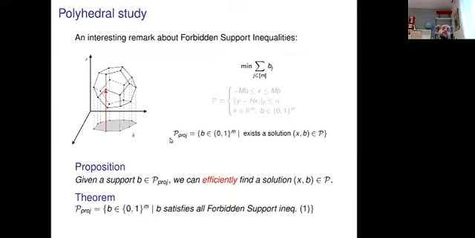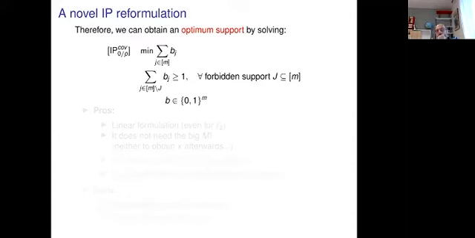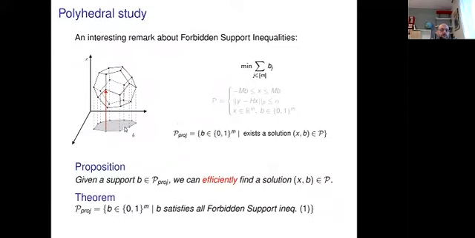Okay, so what can we do? This is the new IP formulation which we are proposing. The idea is to forget about the X variables and just minimize the binary variable, so minimize the number of non-zero components, such that your solution satisfies all the forbidden support inequalities. This is now the formulation that we will use to optimize.